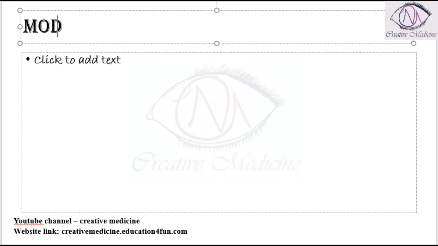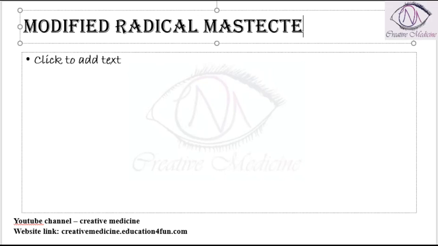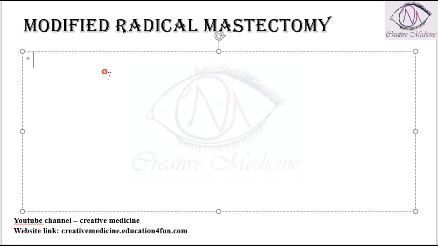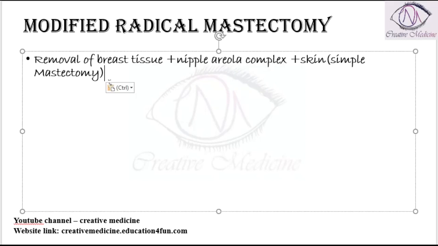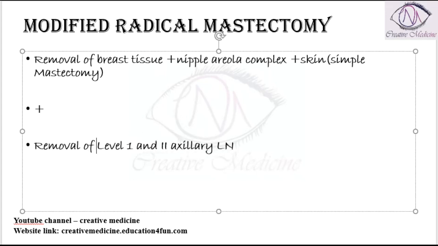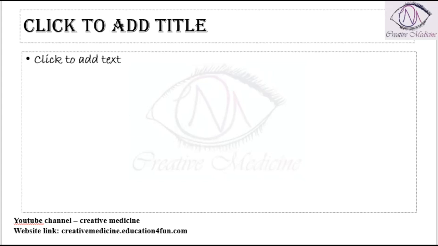Then we have modified radical mastectomy. In modified radical mastectomy, we remove the breast tissue, nipple areolar complex and skin. Along with that, we will remove level 1 and level 2 axillary lymph nodes. So there is removal of level 1 and level 2 axillary lymph nodes.